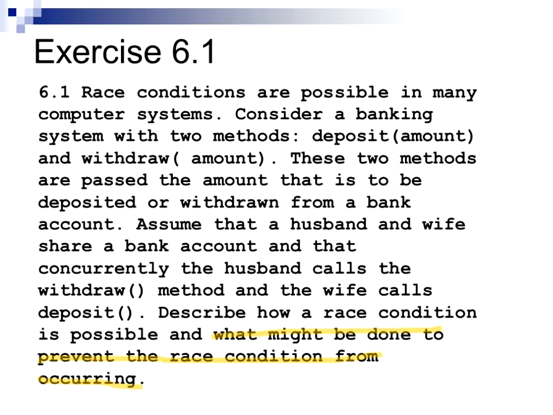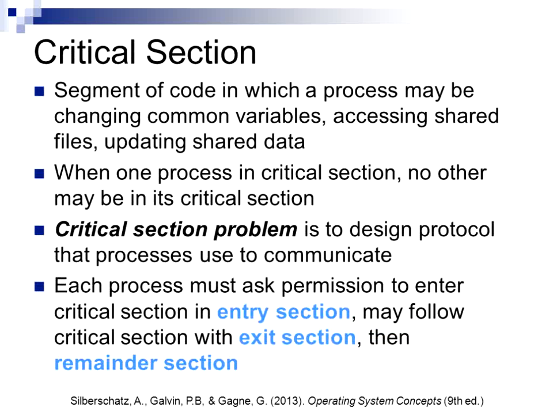But the other thing I want you to do is explain how you could have prevented the race condition from occurring. And that's something we haven't talked about yet, and we're going to talk about that now. Okay, the way we prevent race conditions from occurring is by having what's called a critical section. And in the critical section, you have a segment of code where the different threads or processes are changing variables, accessing shared files, updating shared data.